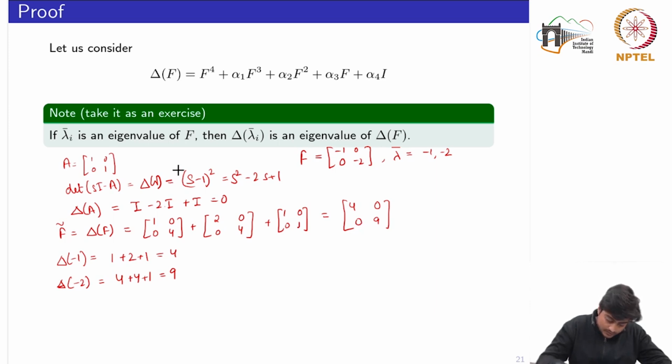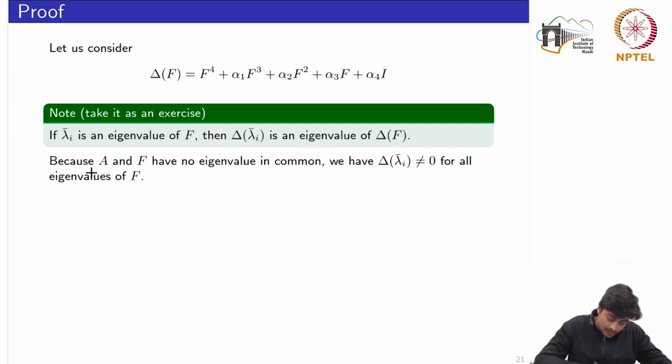So here we have taken one example to verify this statement, but you can take it as an exercise to show in general for an n-dimensional system that this statement would hold true. Now taking this statement further, because A and F matrices have no eigenvalue in common, we would have delta of lambda I bar not equal to 0 for all eigenvalues of F.